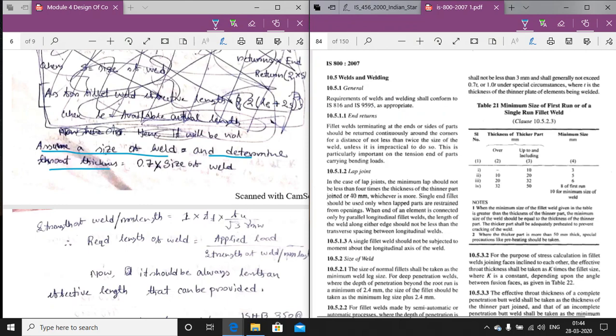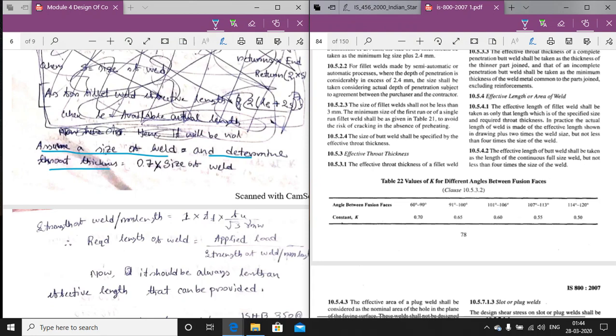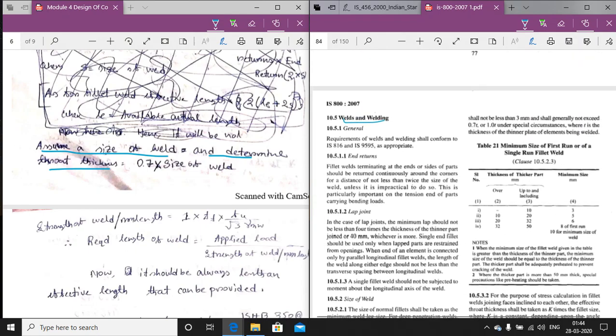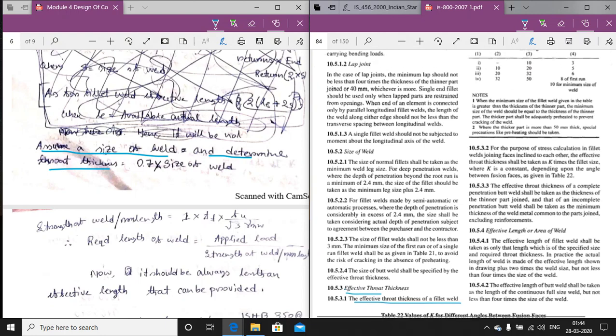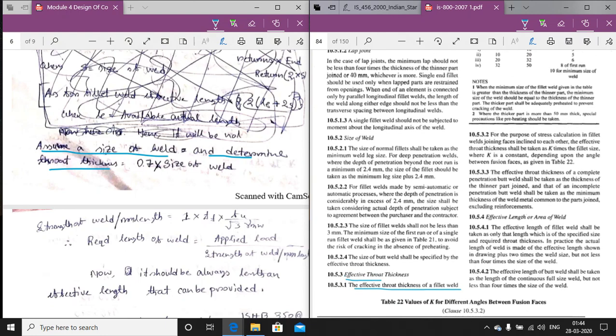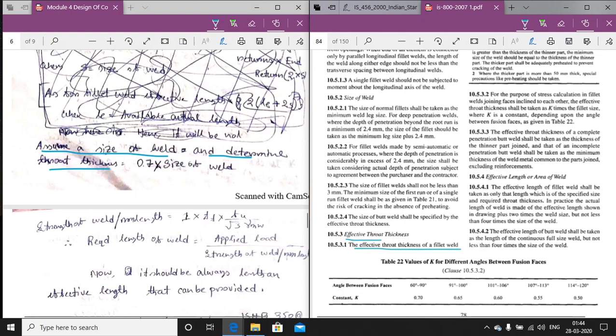the effective throat thickness of a fillet weld shall not be less than 3 mm and shall generally not exceed 0.70 t. What is t? t is the thickness of the thinner plate of the element. So 0.7 into generally s, where s is the size of the weld. So the effective throat thickness equals 0.7 into the size of the weld.